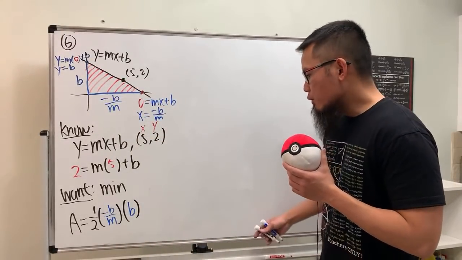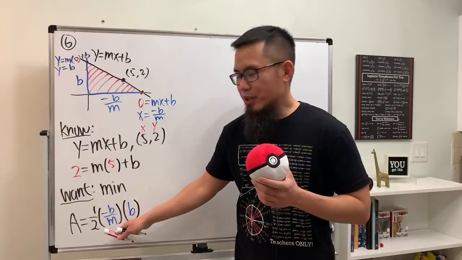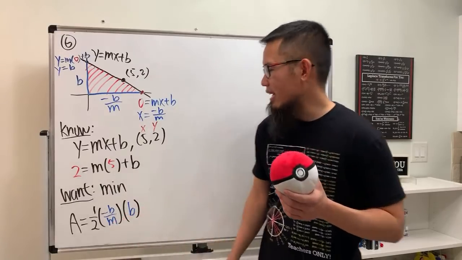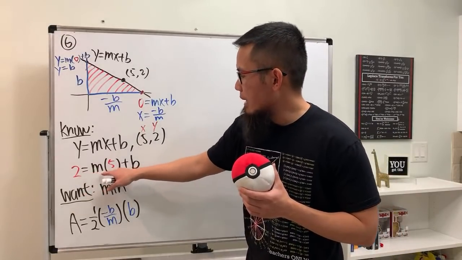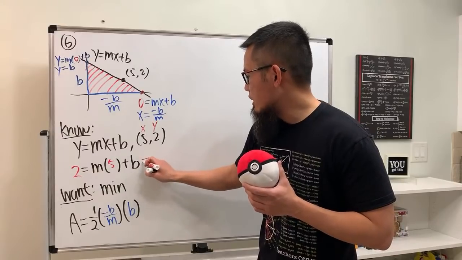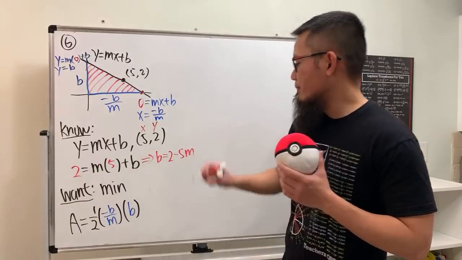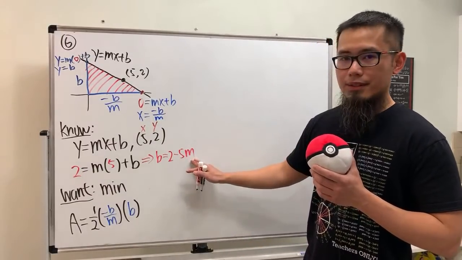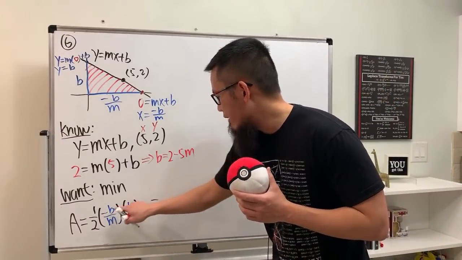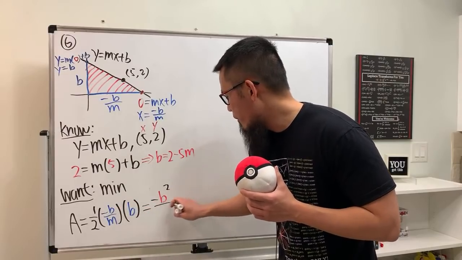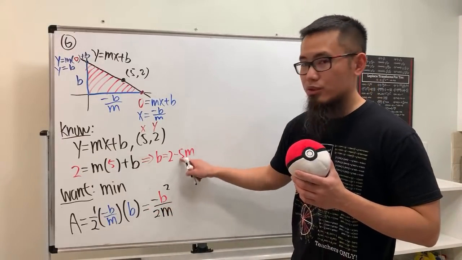Like that. And of course, you can clean this up a little bit, but the deal is that this equation has m and b, two unknowns. We don't like that. So let's look at this again. If we know 2 is equal to m times 5 plus b, we know that this will give us b being the same as 2 minus 5m, right? So right here, I'm just going to write this as negative, we have the b times b, which is b squared, over 2m. And now you can see that b is equal to that. We can just put that down.